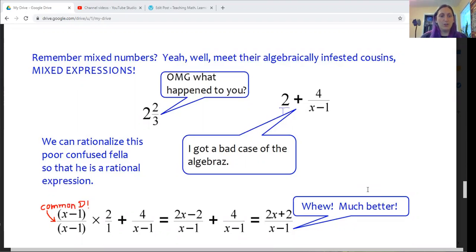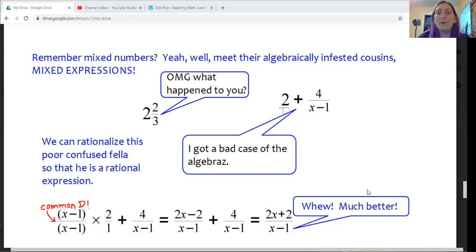So 2 2/3 is a mixed number, right? It's 2 wholes and 2/3. Well, when they get algebra in them, it's 2 wholes and 4 over x minus 1. That's how we write it. We do have to write it with the plus sign in between. And what we need to do is turn them into rational expressions. We take something like this and turn it back into something like this. I'm going to show you the process of doing that.